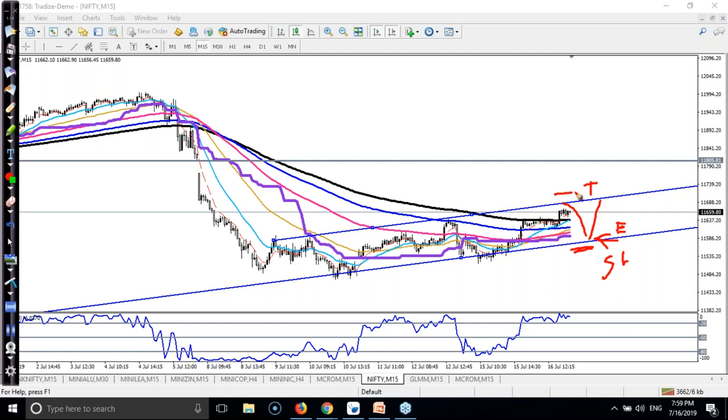If they break this level, you can add. You can buy here if they break this level, and close, it will be empty. And the target will be here. It will be your target, remember. Okay, next, any question?